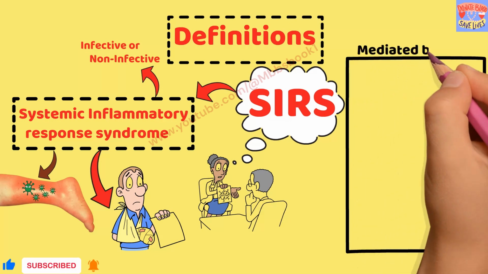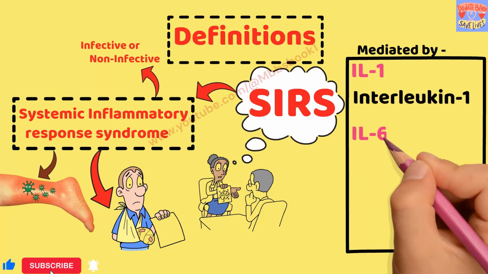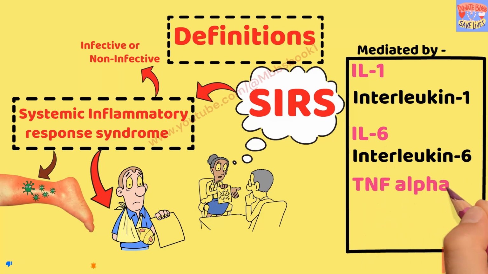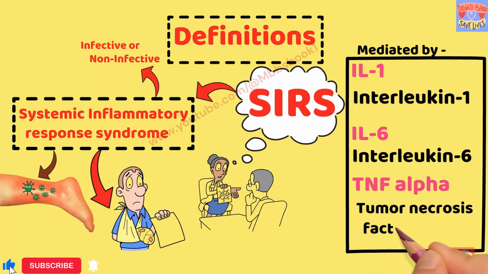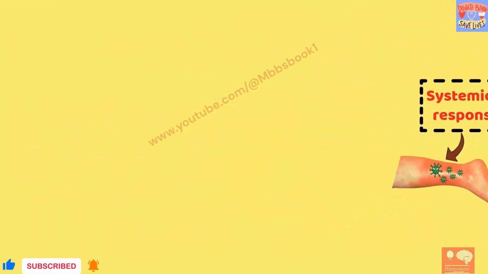Now, this is mediated by IL-1, that is interleukin 1, IL-6, that is interleukin 6, and TNF-alpha, that is tumor necrosis factor alpha. These interleukins control the SIRS response of the body.